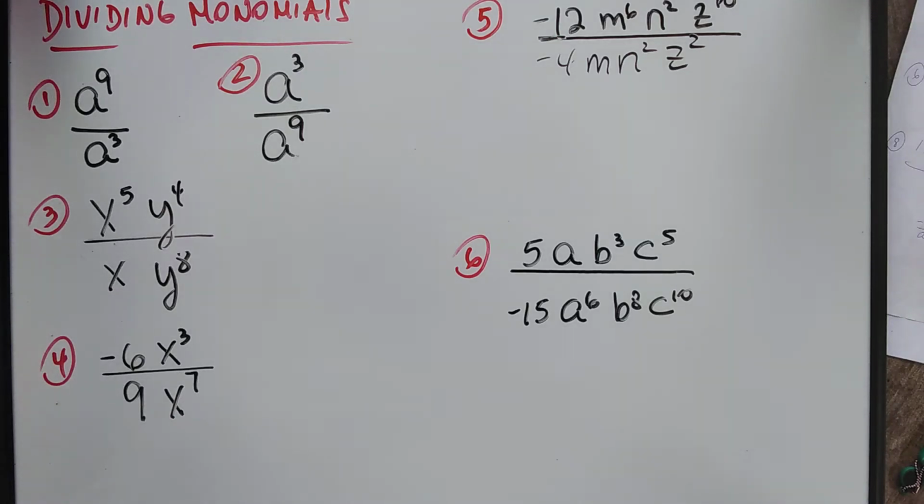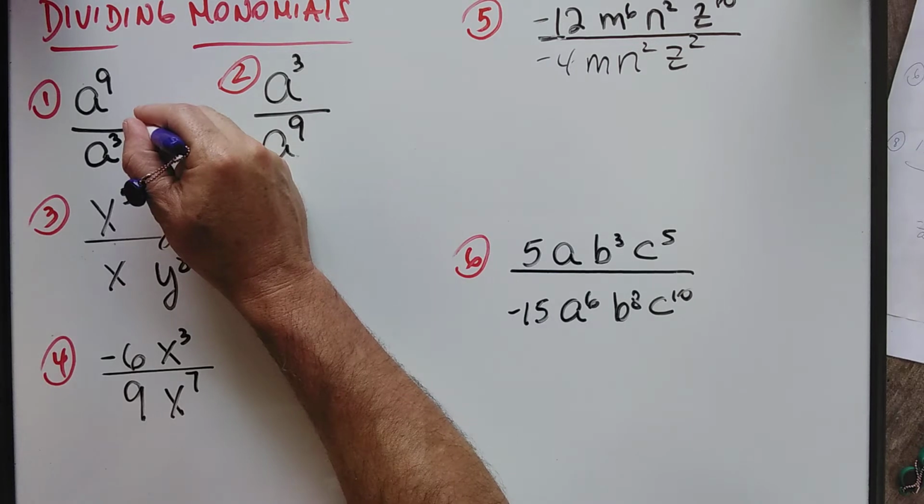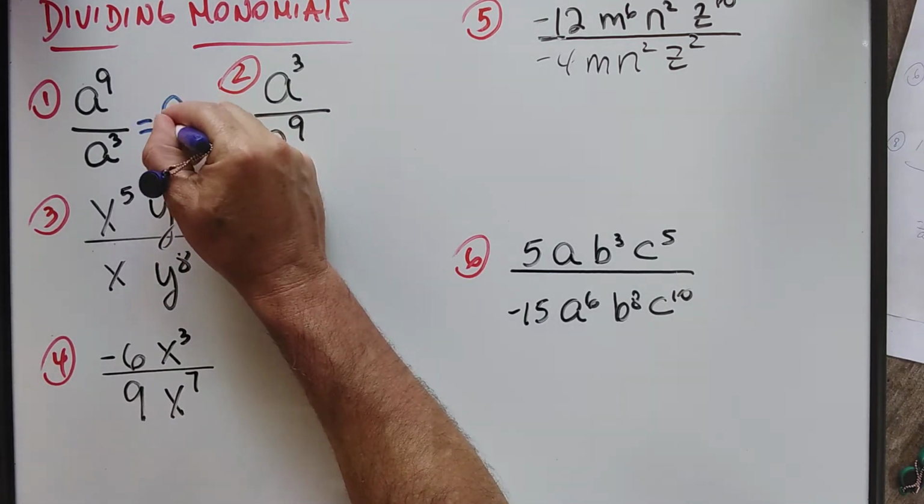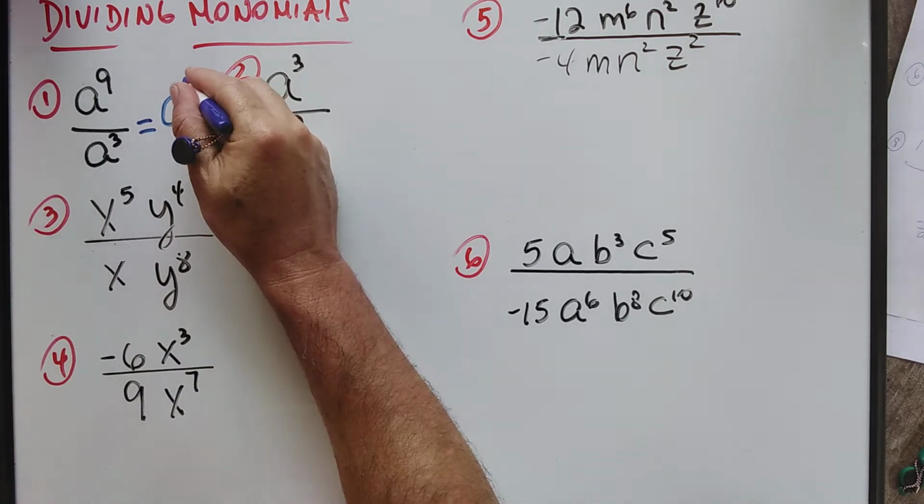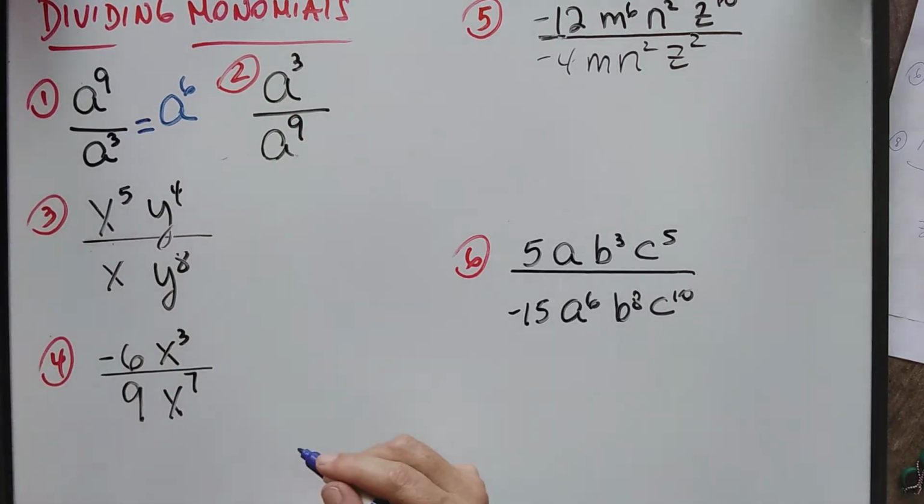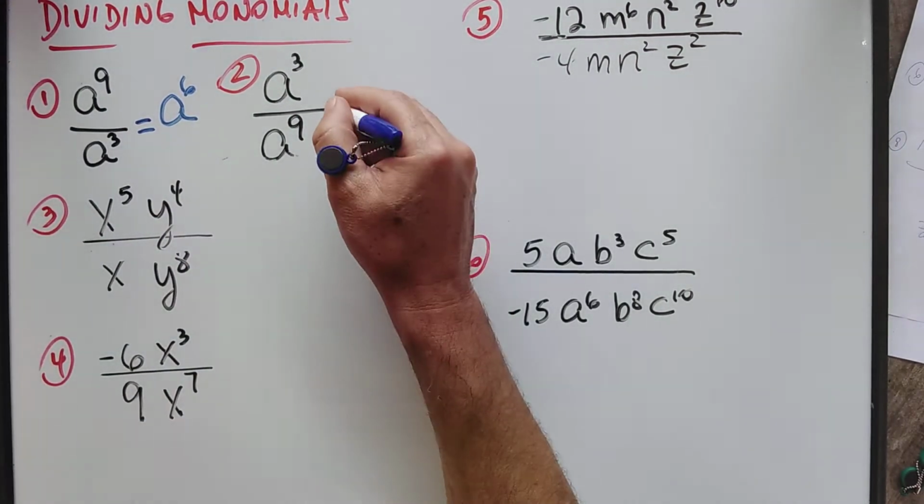Okay guys, this time we're going to be dividing monomials. Alright, so the rule for division is that when you divide with the same base, all you have to do is write down the base, which in this case is 8, and subtract the exponents. 9 take away 3 is 6. Don't divide it, subtract the exponent. Alright? What about number 2?